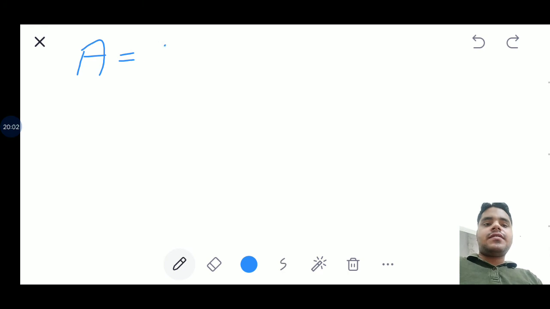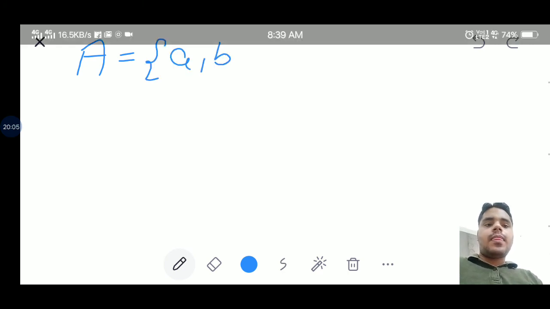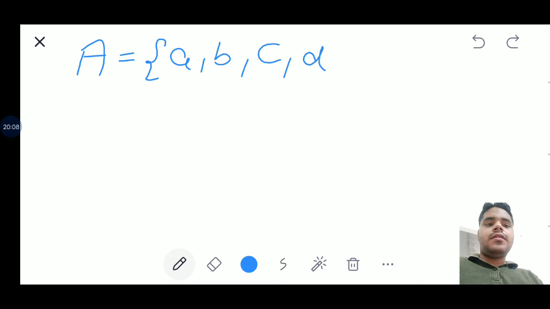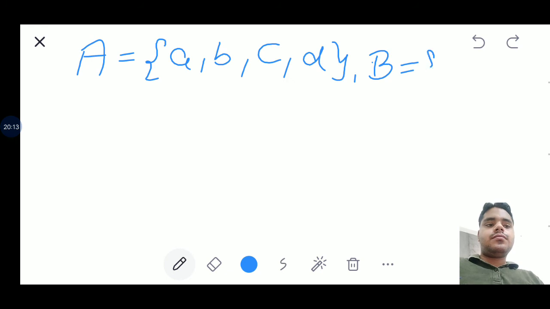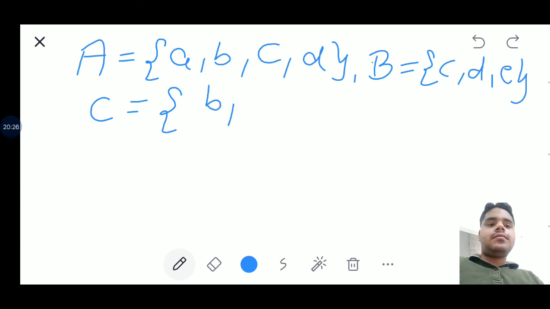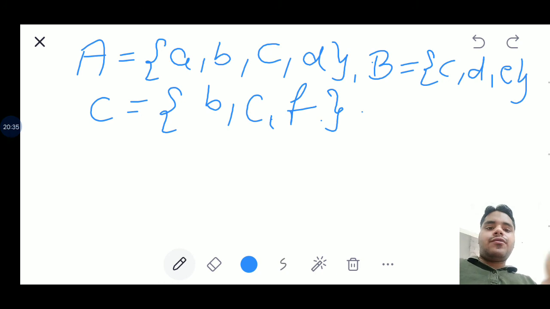So let's take another example. You have to find these. A set is given to you, that is A, B, C, D, and set B is given to you, C, D, E. Set C is given to you, that is B, C, F. You have to find the value of this.